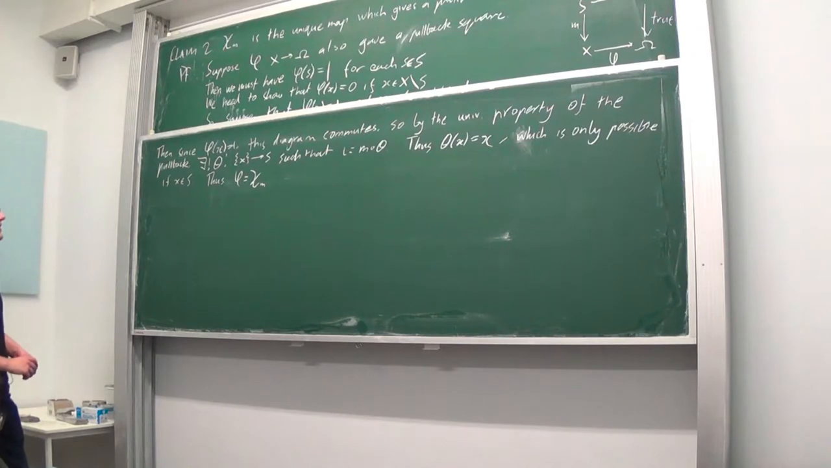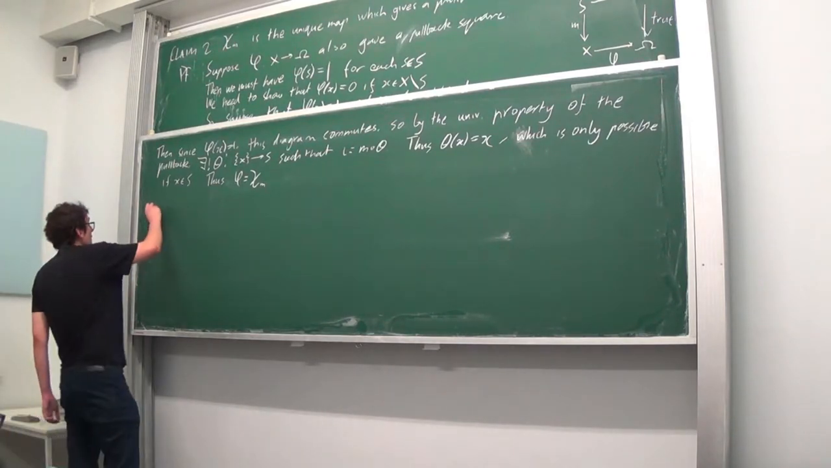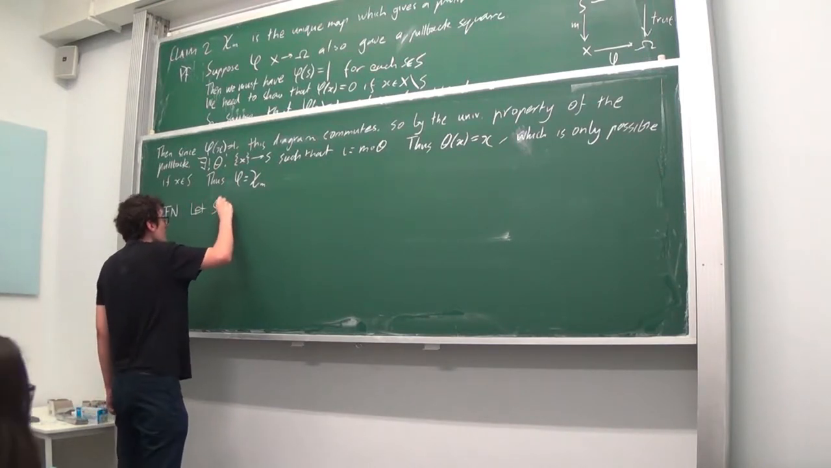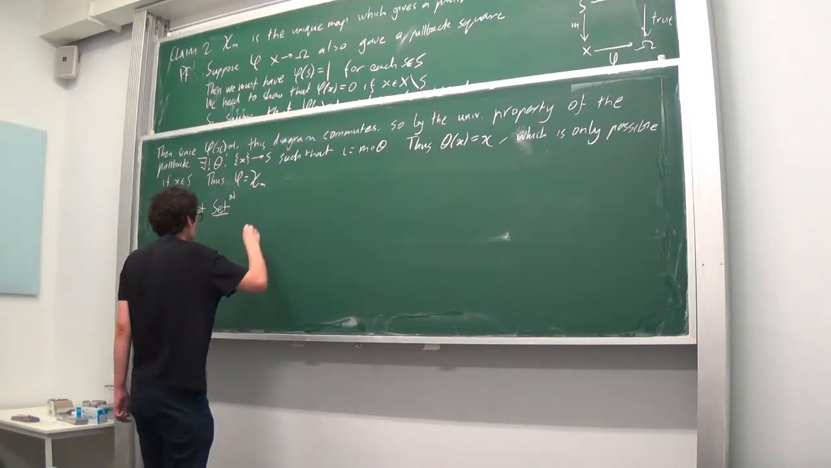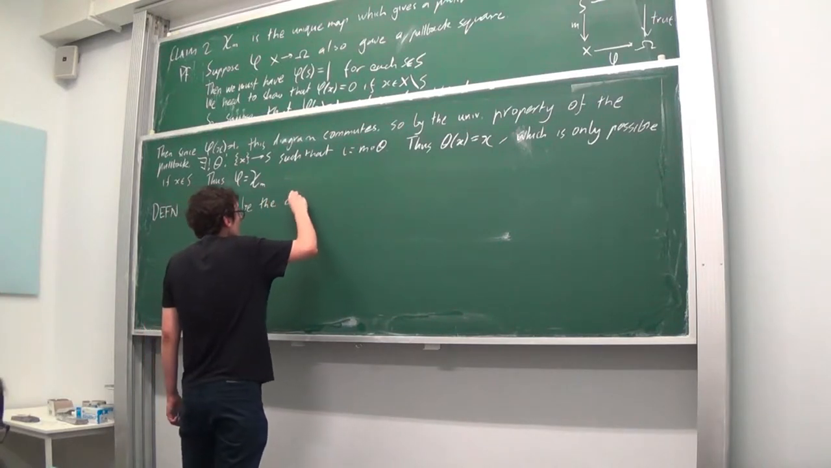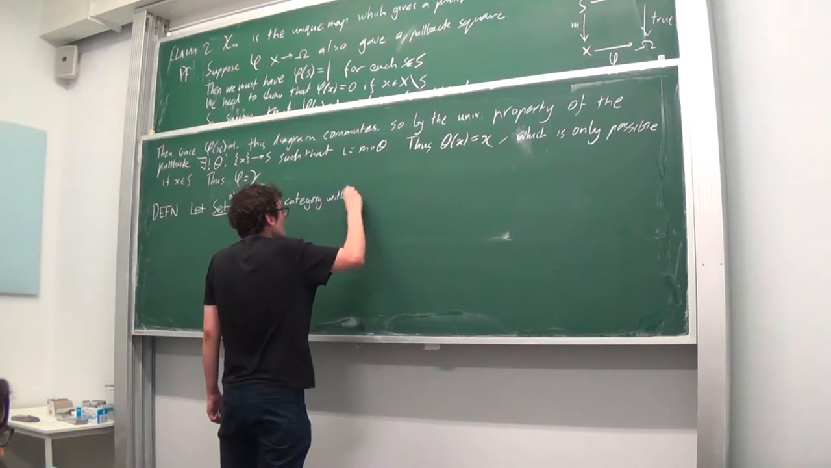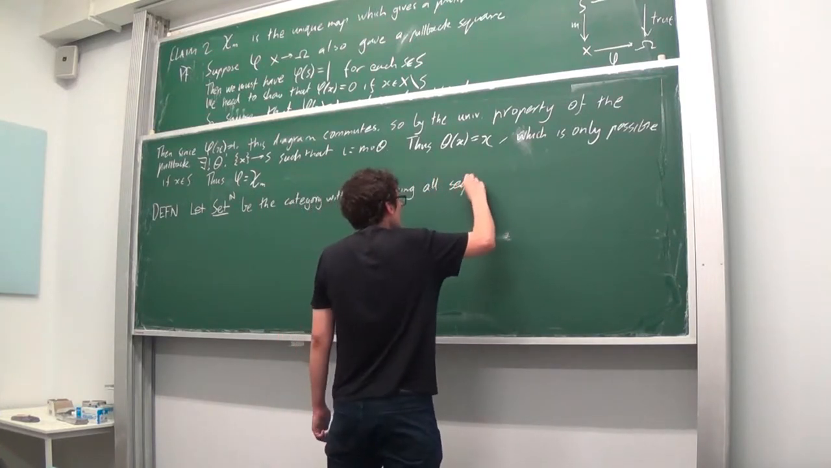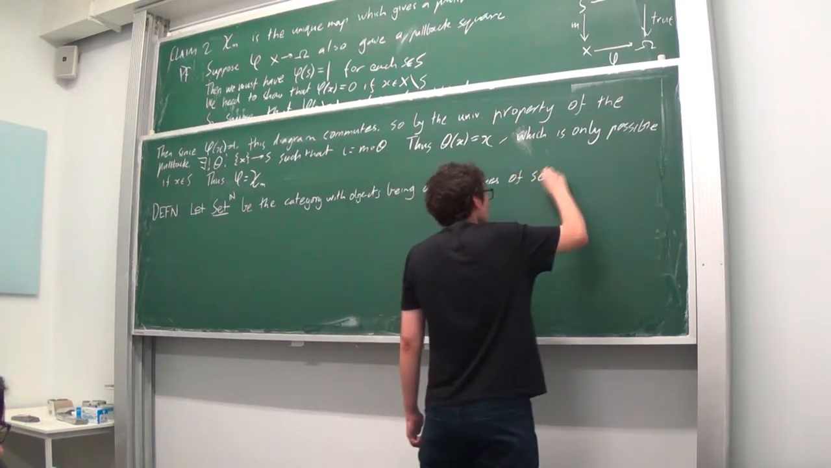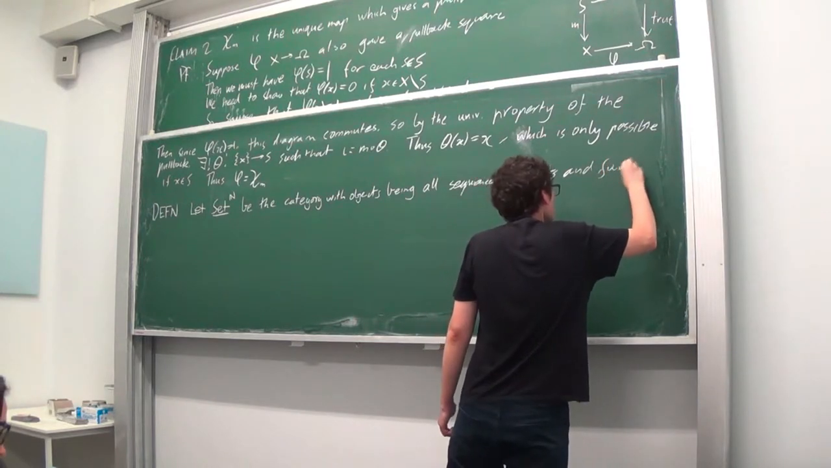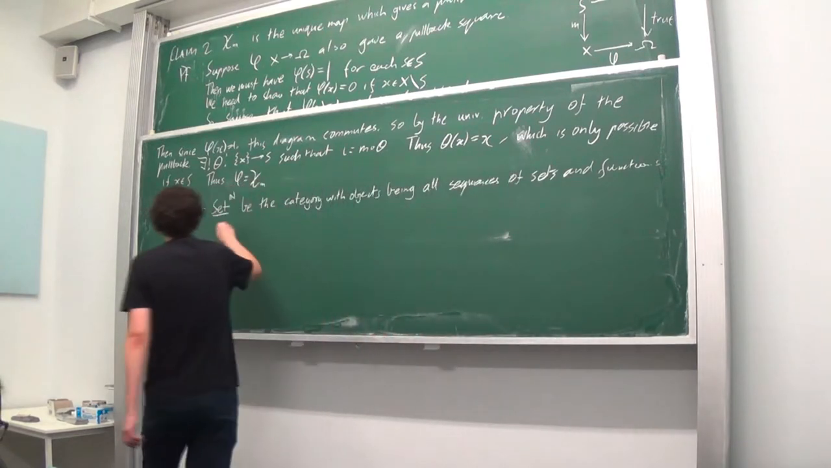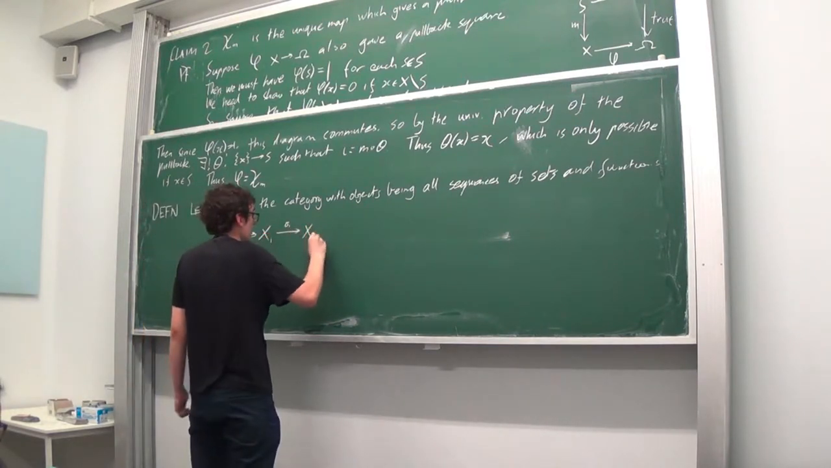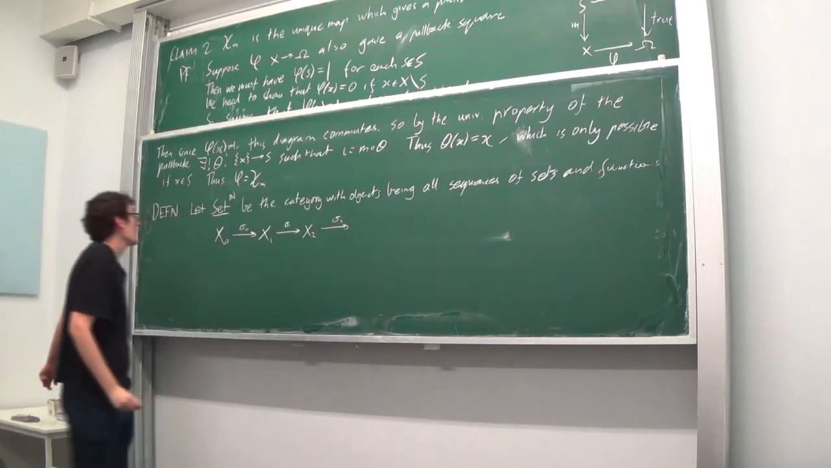Next is a slightly more interesting example of a topos than Set. It's denoted Set to the N. Be the category with objects being all sequences of sets and functions: X naught, sigma naught, X1, sigma 1, X2, sigma 2. So the objects are all such sequences.